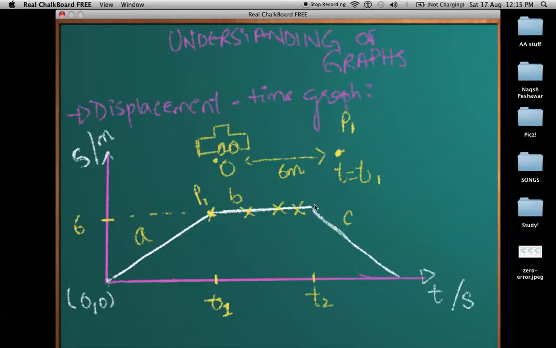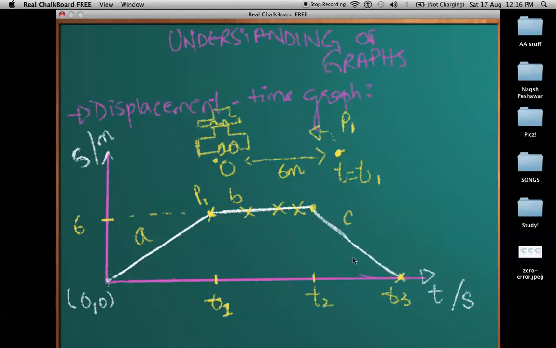And then, from this point onwards, let's say this is t3, the car comes, in this time interval, from 6 meters to 0, back to the original point. So the car turns around, and during this time interval it comes back right here to the same point again, because the distance from the point O is now 0. It's back on point O again. The y coordinate of this point is 0.